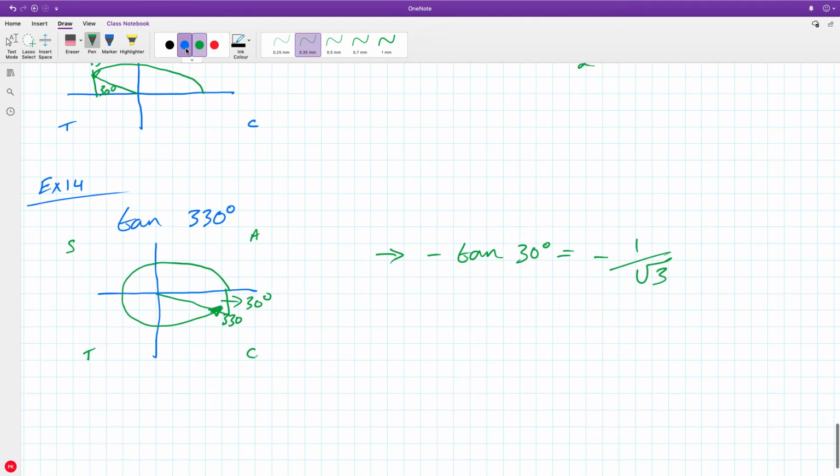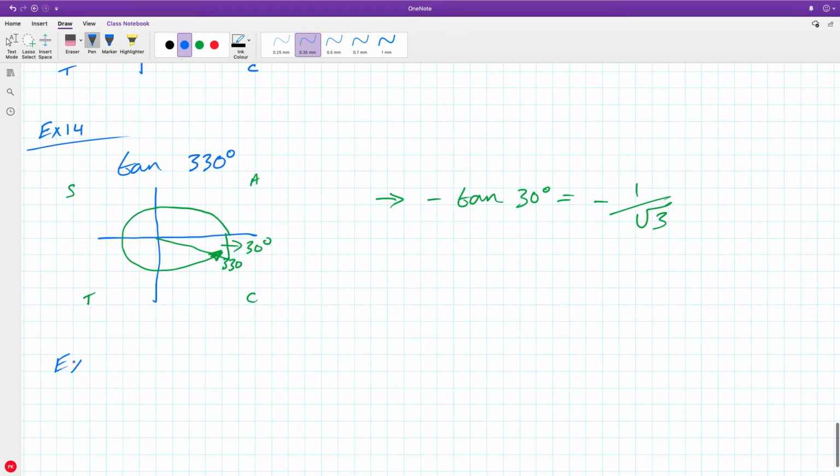Right. Do it in red, so get for me the sine of 7 pi over 6. Off you go. Same thing, get me the exact value.